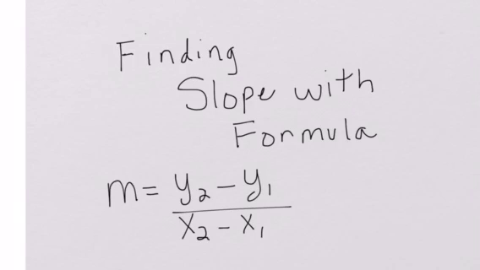Open up your MTT, put today's date on it. You're going to title it Finding Slope with Formula. When we're working with the formula for slope, M is the letter that you're going to use to represent slope. So the formula that we're going to use is M equals y2 minus y1 over x2 minus x1.